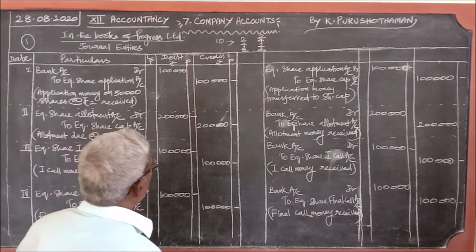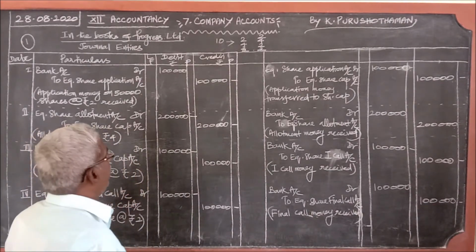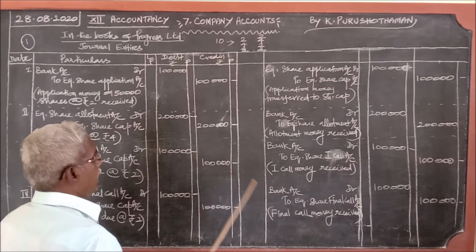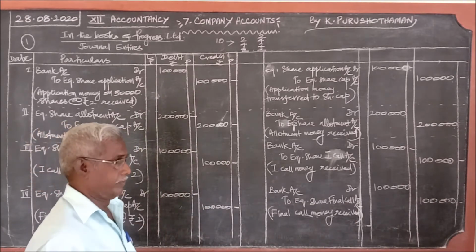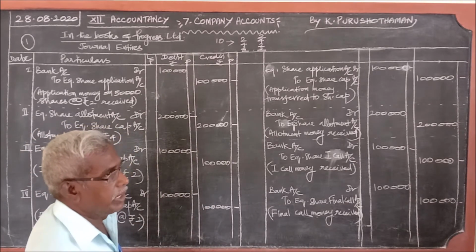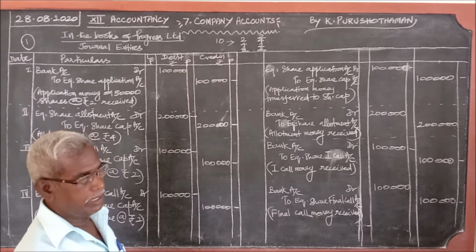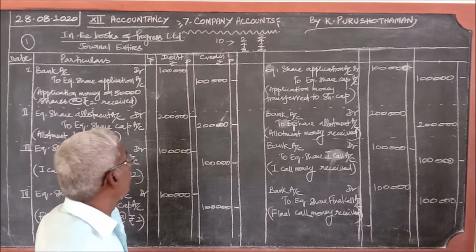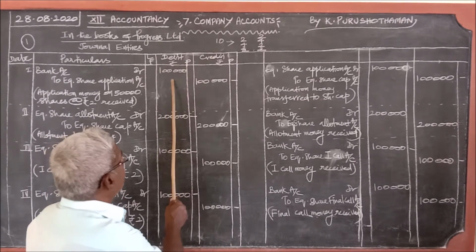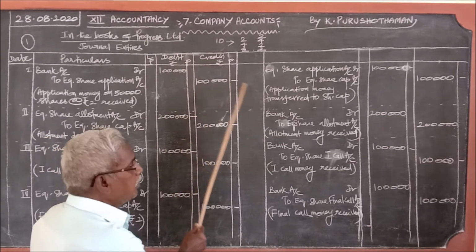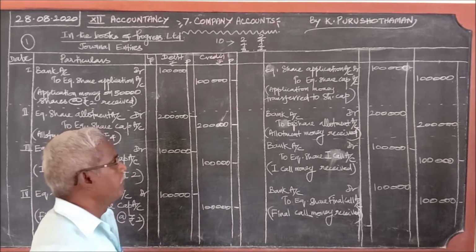Here, as usual in journal, filling up of the amount is not a very big problem. You can understand it because you are in 12th standard. You have studied very many journal entries in 11th standard itself. Therefore, the filling up of the debit and the credit column with amount is not a very big problem.